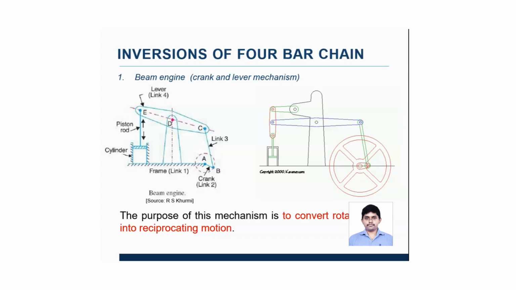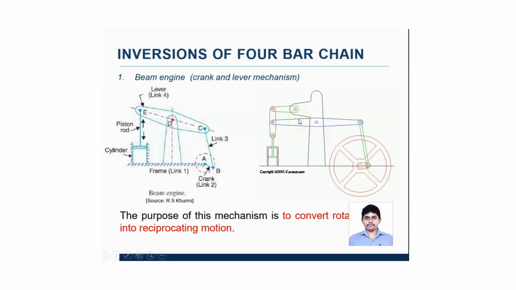The first type is the beam engine. Why is it called a beam? Generally a beam is like a cantilever. Here this shape is the beam. Whenever there is a rotational motion, this beam will oscillate with the help of this fixed link. This one is fixed but this one is moving, and because of this oscillation the piston will start reciprocating. When the piston reciprocates, because of this sliding motion, this link will start rotating.